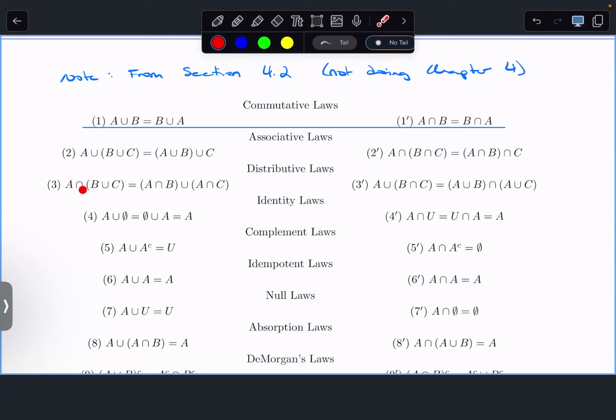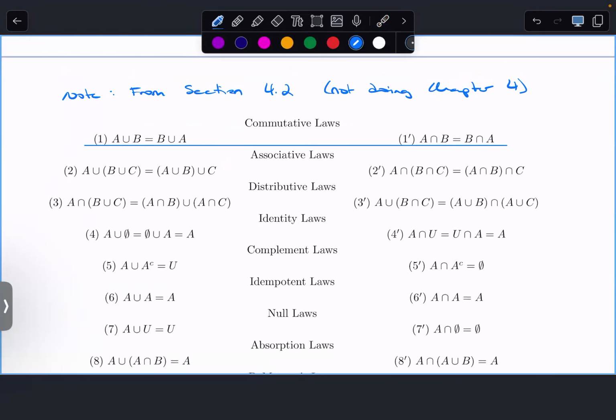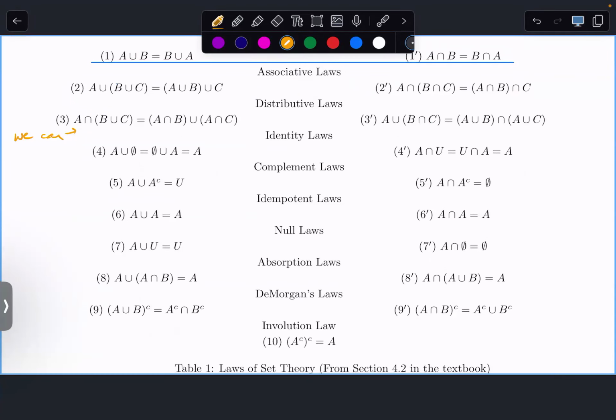Distributive laws. Notice how it looks like the and is multiplication and the or is addition. And so you can kind of replace those, kind of. We can think of and as multiplication and or as addition. But that might make it helpful. Then we know those laws.